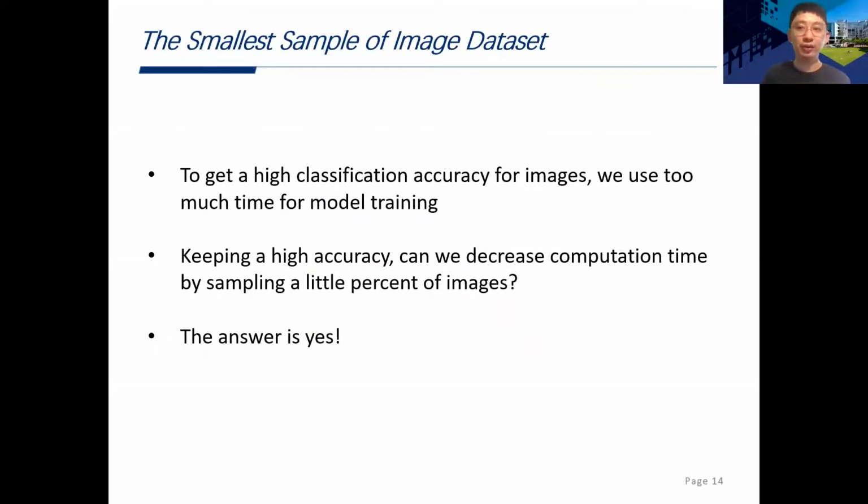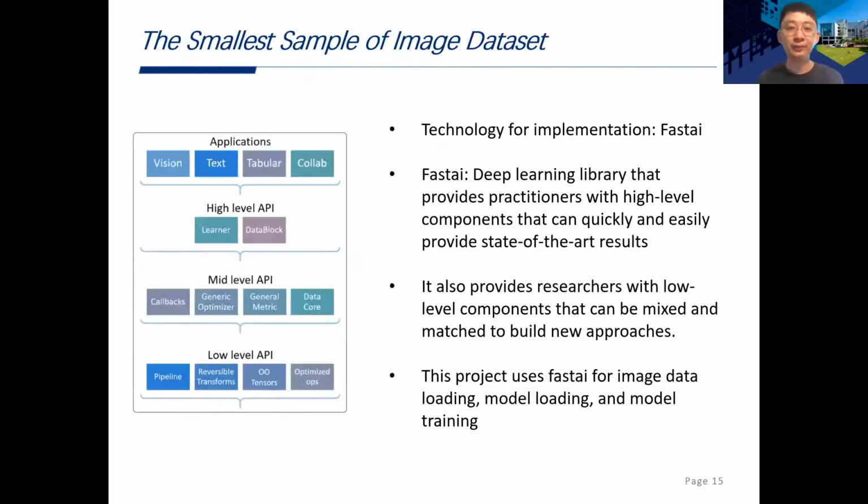And here I want to introduce our smallest sample of the image dataset. To get a high classification accuracy for images, we used too much time for model training as before. Keeping a high accuracy, can we decrease computation time by sampling a small percent of images? The answer is yes. And here we use the technology for implementation, Fast AI.